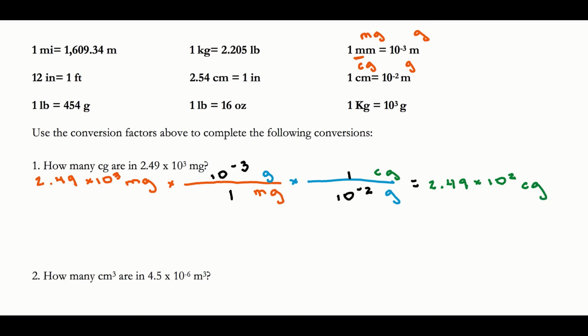Okay? I'm going to really quickly double check sig figs and units. 2.49 has 3 sig figs. 2.49 has 3 sig figs as well. My units should be centigrams. I put centigrams, so I'm going to box off my answer.